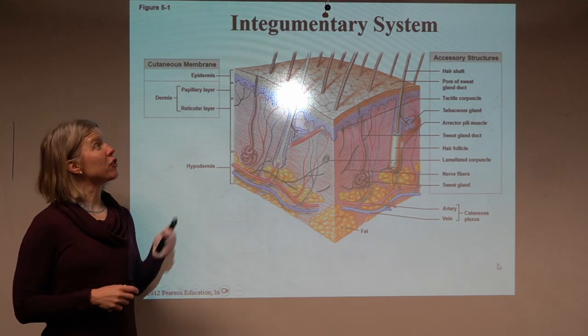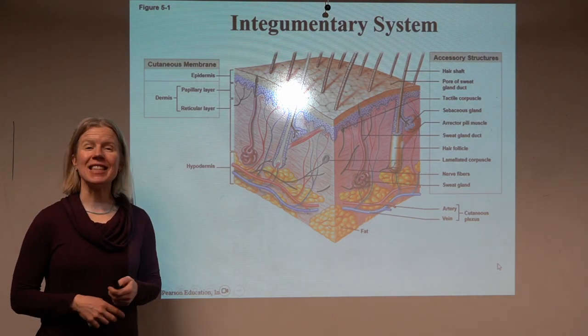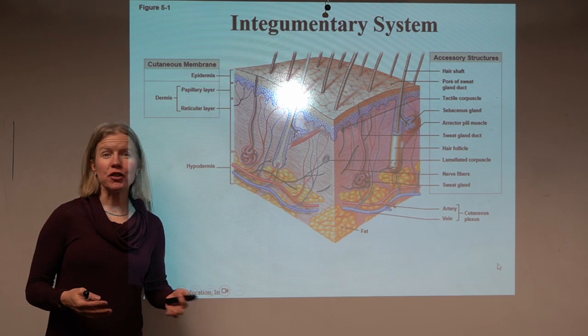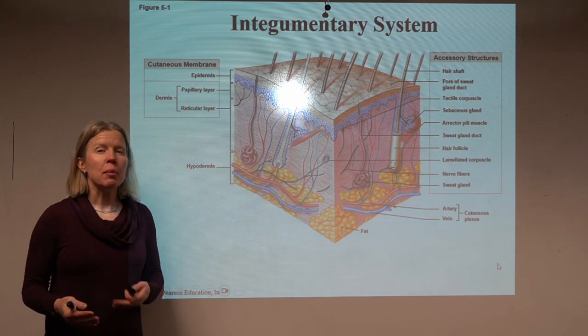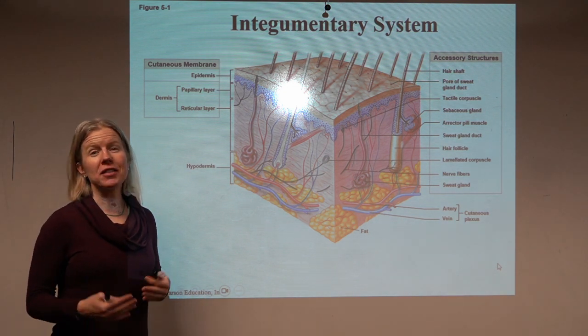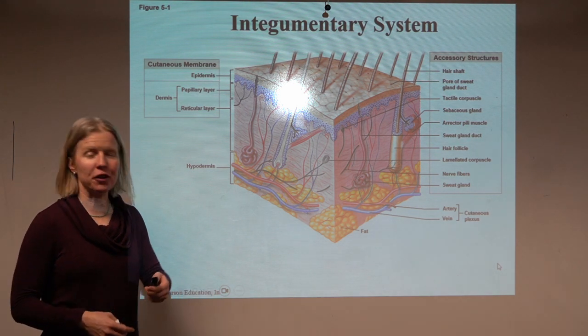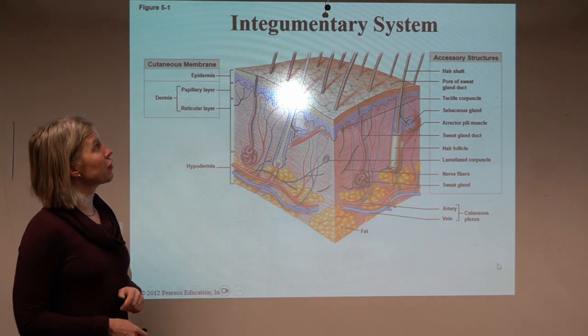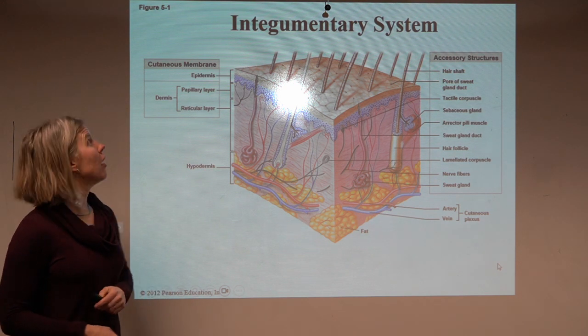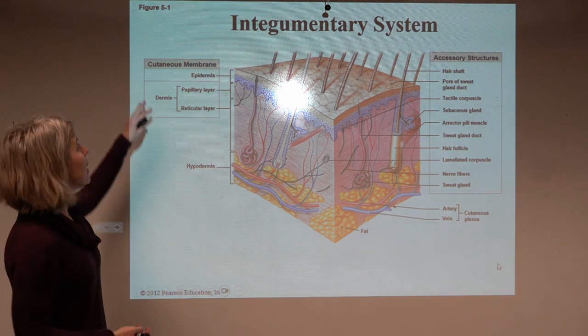All right, we are in chapter 5, which is the integument. Integument is just the fancy name for skin, but I think as you start learning more about this system, you might think, yeah, this deserves a fancier name. We kind of take the skin for granted as just a covering of our body. And it is a covering, right?